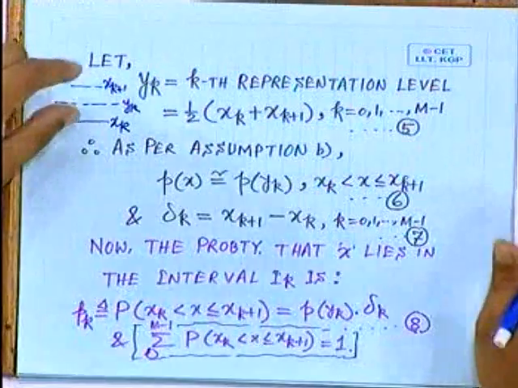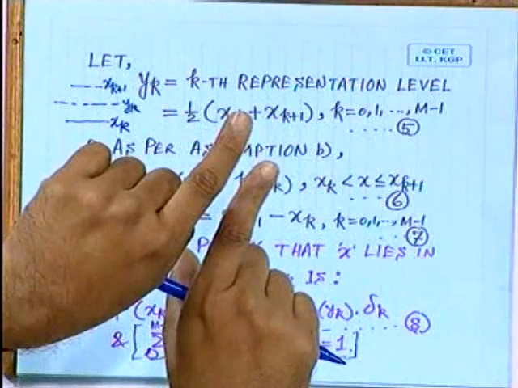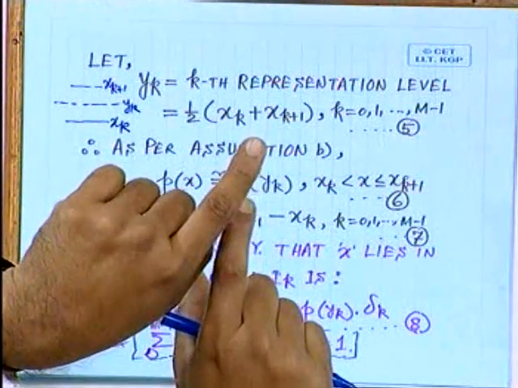You can assign it to either one really. So xk and xk plus 1 are the boundaries of the kth interval, so that any sample value within this interval will be mapped to yk. Is that okay?